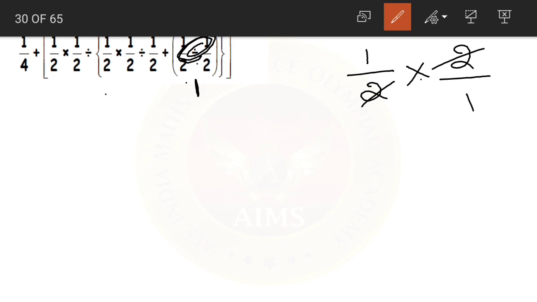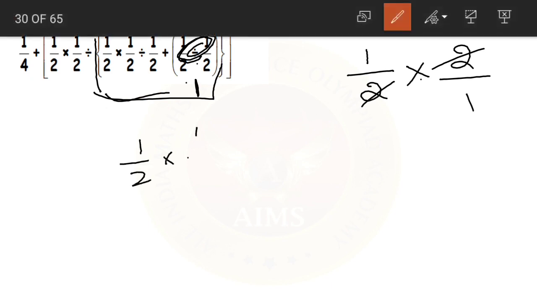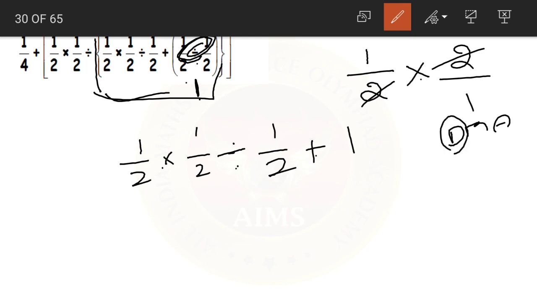Now, like you see, I am taking few terms at once. Instead of writing the whole expression, I am taking only few terms at once. Now let us take the terms in the curly brackets. 1 by 2 into 1 by 2 divided by 1 by 2 plus, what did we get from parenthesis? 1. Now here we are having division, multiplication and addition. According to our BODMAS rule, division, multiplication and addition. First comes division. So first we will divide. 1 by 2 into 1 by 2 written as it is.